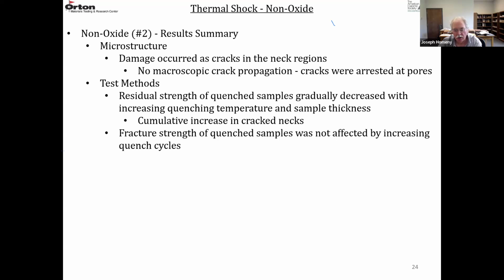So I put that one in because it's a very porous material. So you can see how that kind of material behaved. They did not do any R parameter calculations.